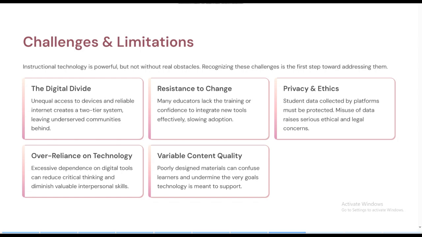So we also have the issue of over-reliance on technology, especially today where you see any little thing people run to AI. So this can actually pose a challenge of deep thinking. You see students lacking critical thinking ability, and there is a fear that this could diminish many valuable interpersonal skills when we excessively depend on this digital tool.